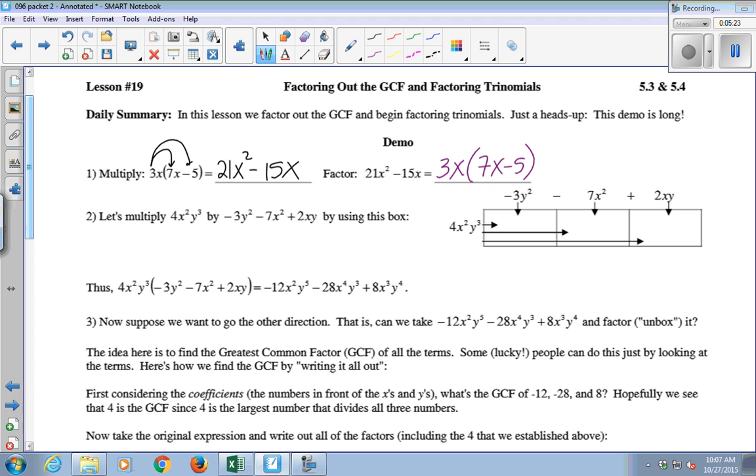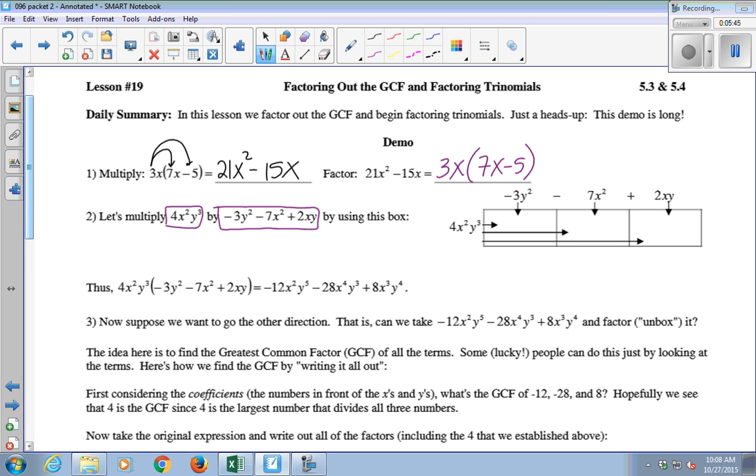All right, so I'm going to multiply a more complicated looking thing using the box method. So 4x squared y cubed, that's my first factor, by negative 3y squared minus 7x squared plus 2xy. That's my second factor.